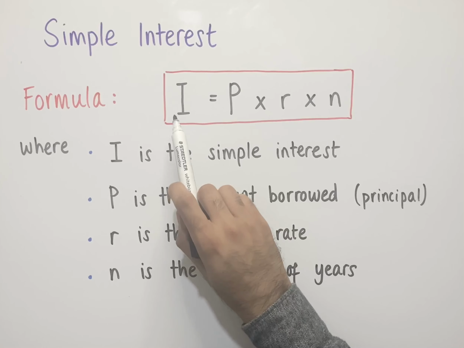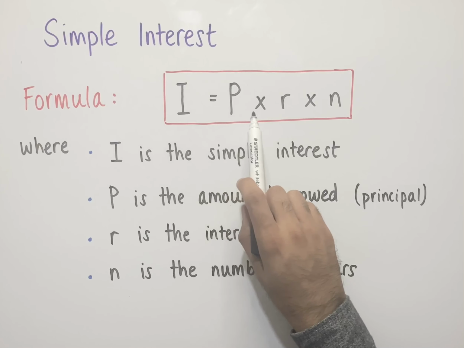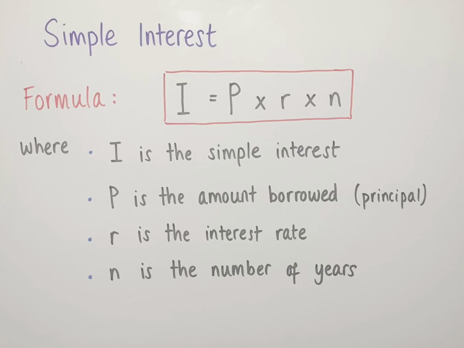We've got capital I equals capital P times R times N, where capital I is the simple interest, P is the amount borrowed, or another name for that is the principal, R is the interest rate, this can be as a percentage or as a decimal, and N is the number of years. Examples of where simple interest is used in real life are car loans or personal loans. Let's look at some questions linked to simple interest.